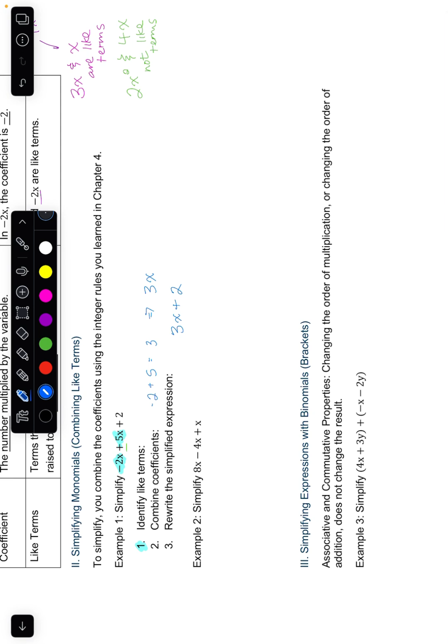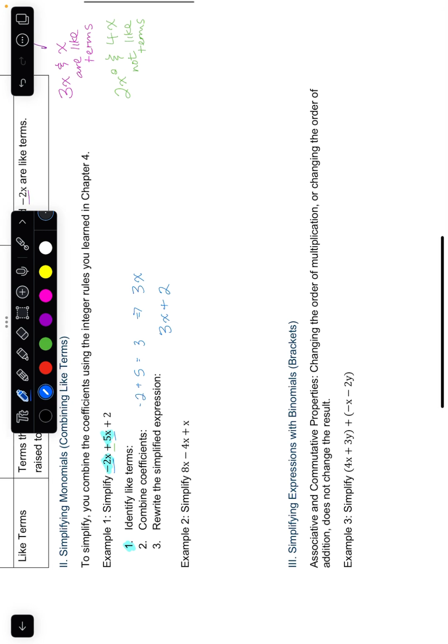So again, we identify the like terms. Our like terms are negative 2x and 5x. We add the coefficients together. Negative 2 plus 5 gives us 3. And so those two terms combined give us 3x. And our simplified expression is 3x plus 2. Let's do this again.